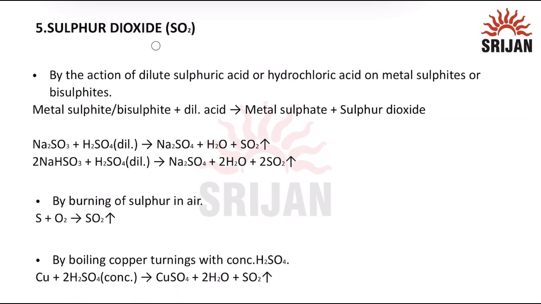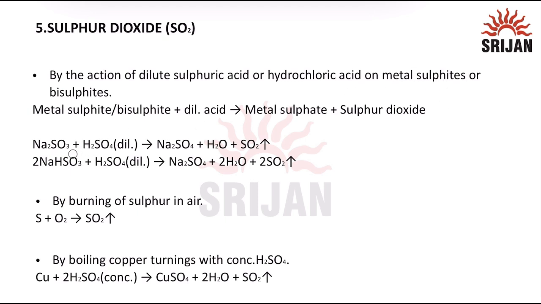Going to the fifth gas, sulfur dioxide. How can we prepare it first? We can prepare it by the action of dilute sulfuric acid. Obviously, the best method of preparation of sulfur dioxide is by dilute sulfuric acid, or we can use HCl as well on metal sulfites.